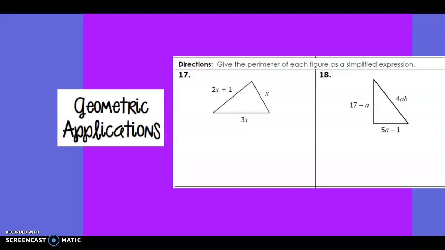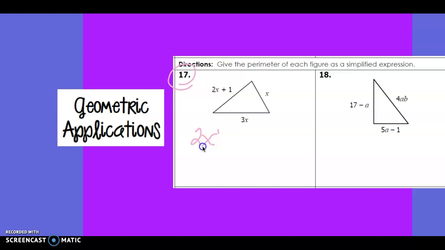Let's apply this. We have some geometric figures here. Here we see a triangle, and we're going to try to find the perimeter of the triangle. What does perimeter mean? If you said the distance around an object, then you are right. So what I'm going to do in problem number 17 is I'm going to find the distance around, or the perimeter, by adding up all three sides.